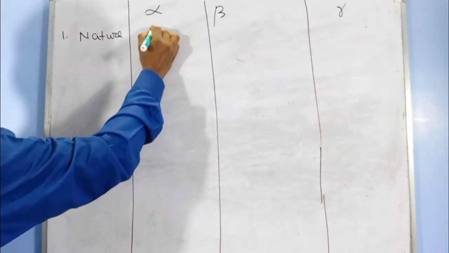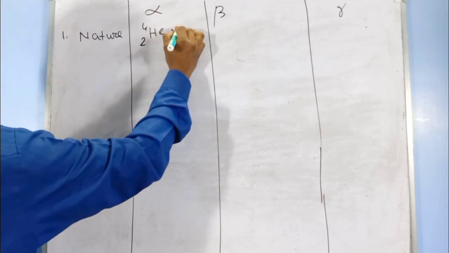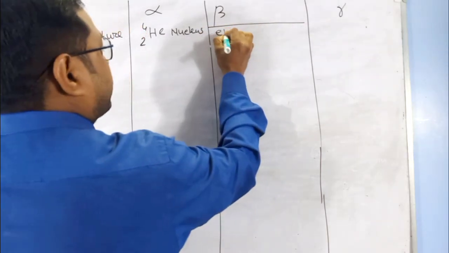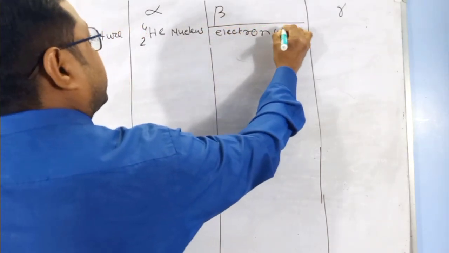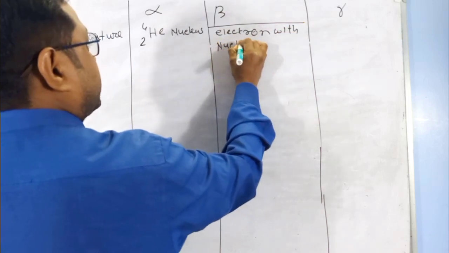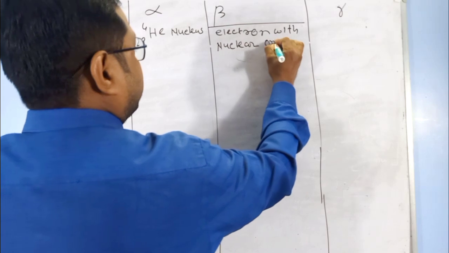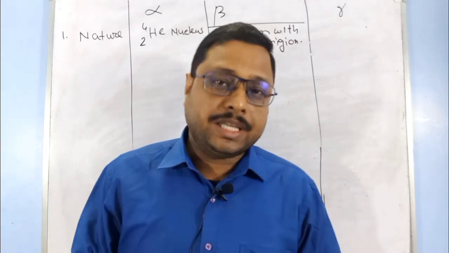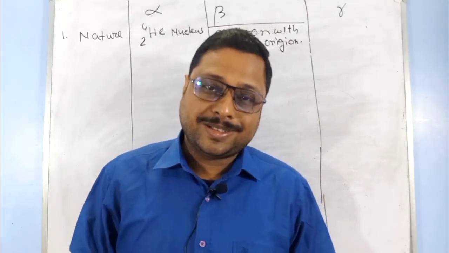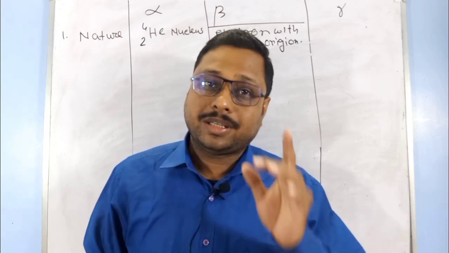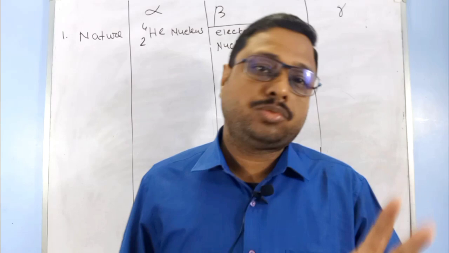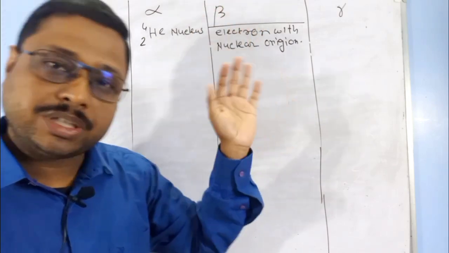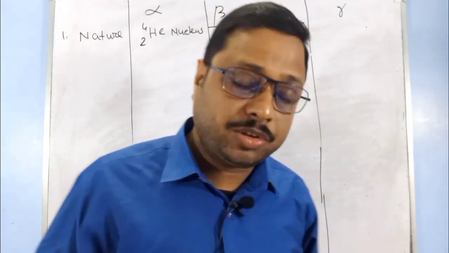Alpha ray is nothing but a helium nucleus. Beta ray is nothing but an electron with nuclear origin. We shall discuss it in our next video: beta ray is obviously an electron, but it is not an orbital electron. It comes from the nucleus. The nucleus does not have electrons as constituents, because we know only two constituents, the proton and neutron. In spite of this, beta ray comes from the nucleus. Why? We shall see it in our next video.